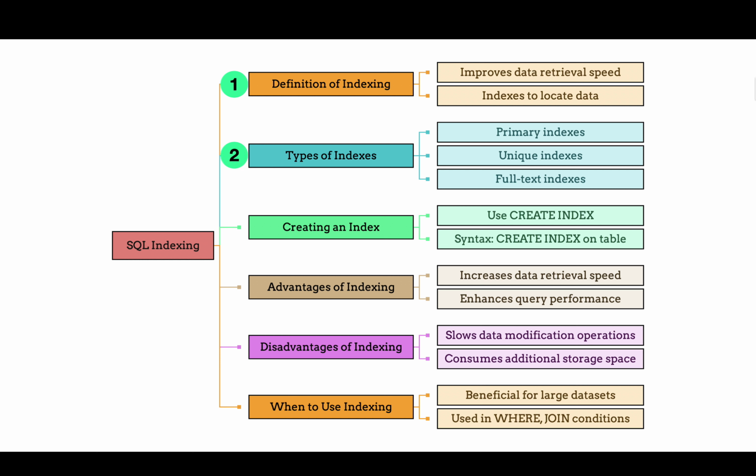2. Types of indexes. Common types include primary indexes, unique indexes, and full text indexes. Primary indexes are automatically created for primary key columns, ensuring uniqueness. Unique indexes prevent duplicate values in a column. Full text indexes are used for efficient searching of text within columns.